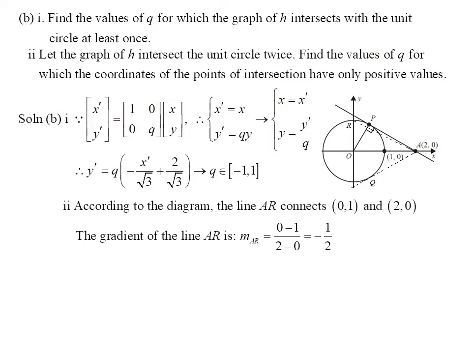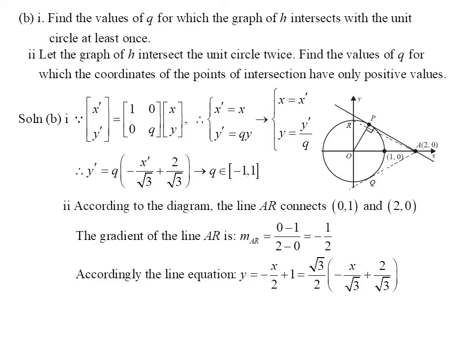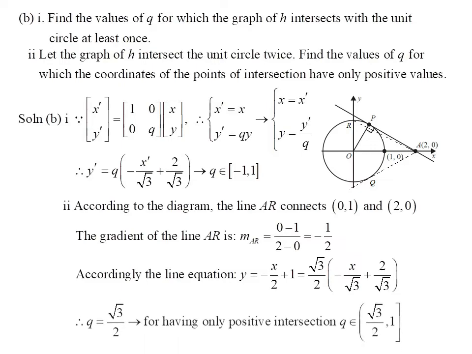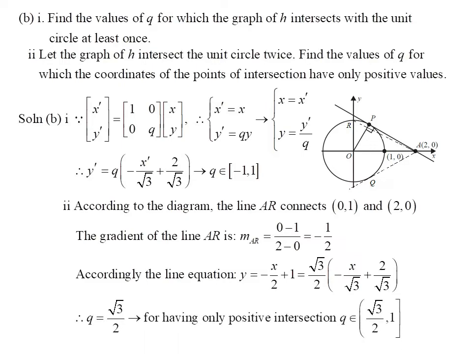According to diagram, AR connects points 0, 1 and 2, 0. The gradient of the line AR is -1/2. Hence, the line equation is established accordingly, which is y equals -x/2 plus 1, which can be written to square root of 3/2 multiplies -x over square root of 3 plus 2 over square root of 3, or in parentheses. So the value range of q is greater than square root 3/2, but less than or equal to 1.